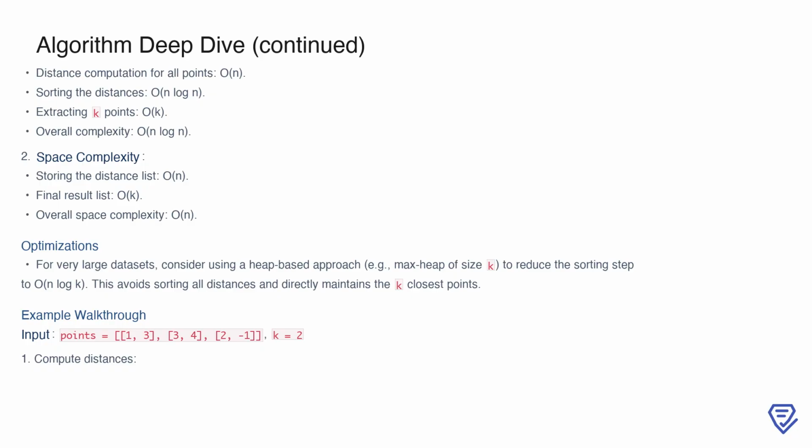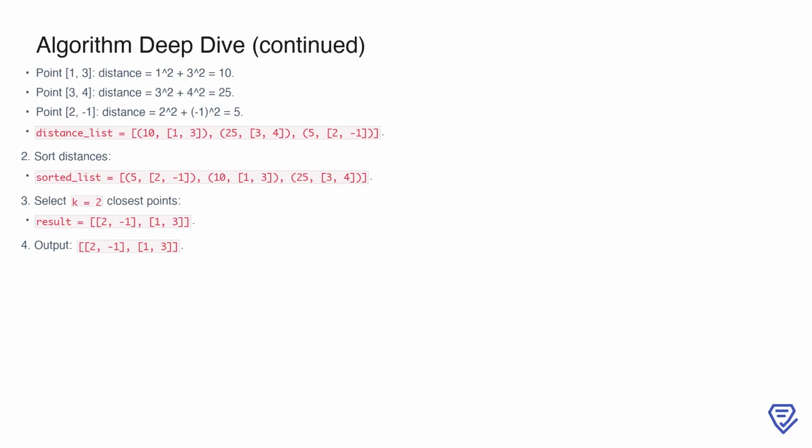To optimize further, especially for very large datasets, we can use a max heap of size k. This allows us to maintain only the k smallest distances during the computation, reducing the sorting step to O(n log k). This heap-based approach is particularly useful when the input size is extremely large, as it avoids sorting the entire list of distances. Let's walk through an example to see the algorithm in action.